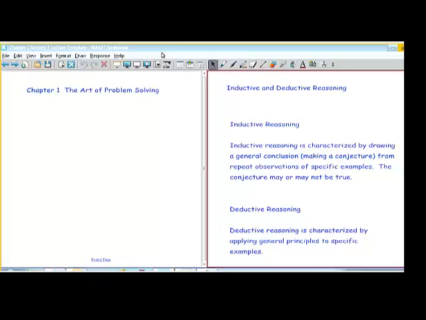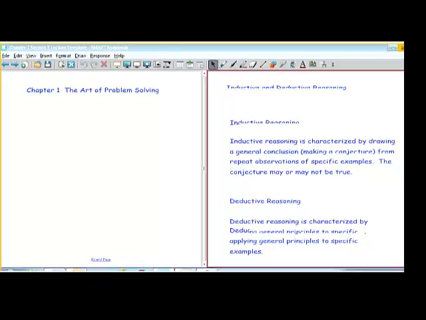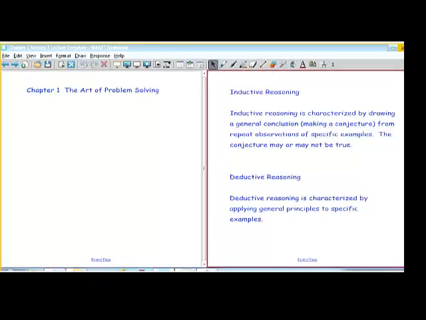So you basically do a lot of experiments to make a general conclusion. That's inductive reasoning. The other case is you use some kind of general principle to then deduce specific results. So an example of that would be, what's a good example of that? Say physics. I'll use physics examples.